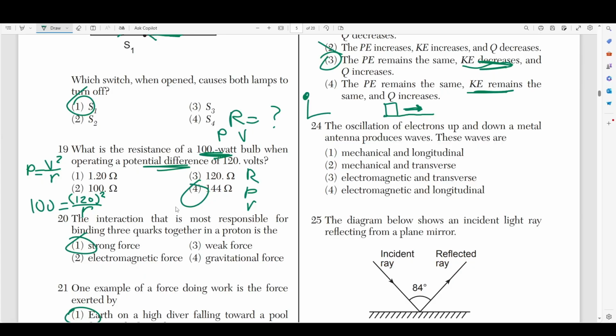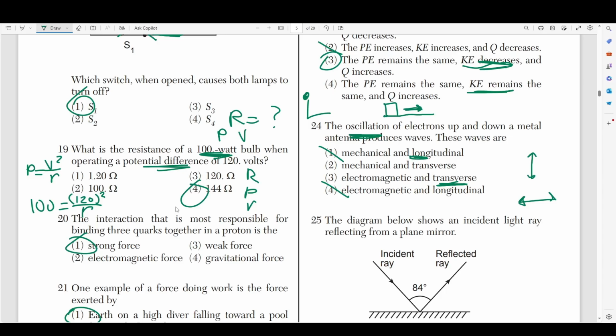Well, think about it. The oscillation means that you're dealing with a wave, right? And electrons are moving up and down. When you have electrons moving up and down, that's called transverse. So number 1 and 4 are off. Longitudinal waves go left to right. Transverse goes up and down.